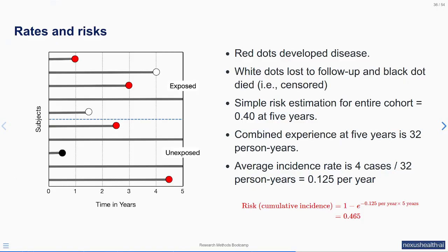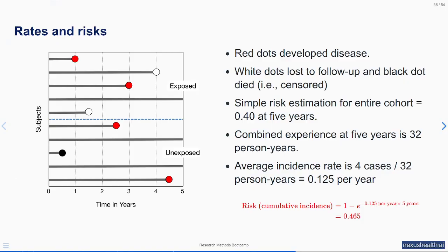So those particular observations are what are known as censored. Censored because we did not observe the event in the individuals that we followed up. Now, simple risk estimation for the entire cohort is simply 0.4 at 5 years. How do we calculate that? It's easy. We had 4 people who developed the disease, represented by the 4 dots.